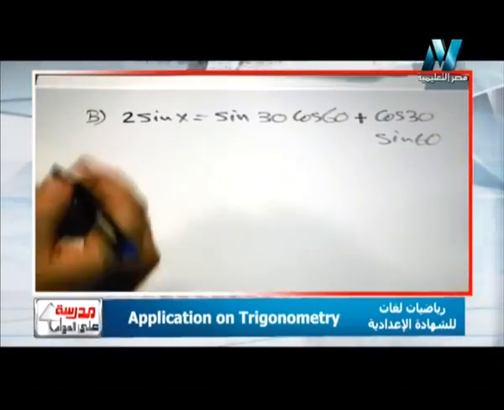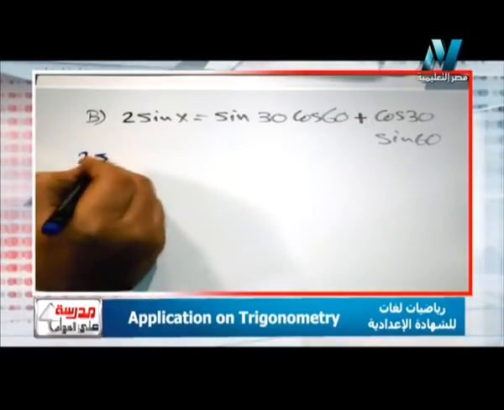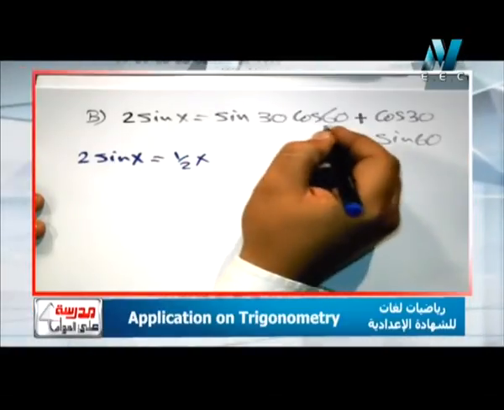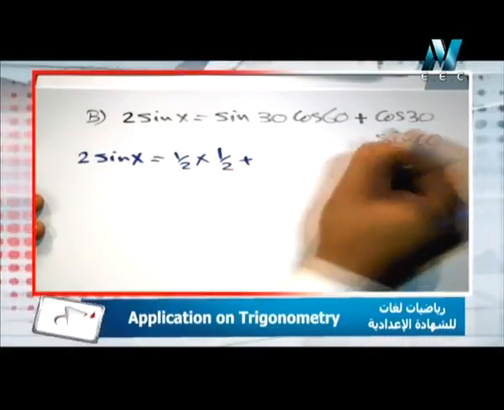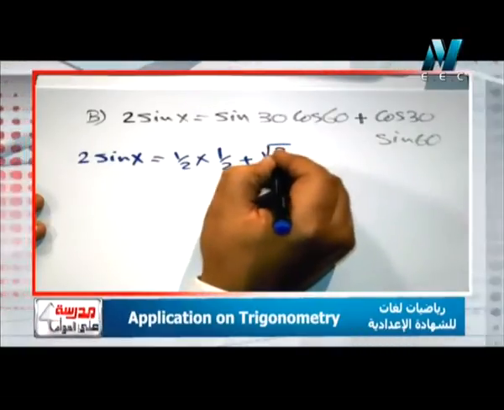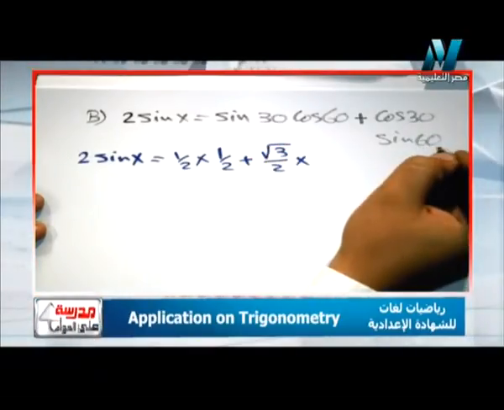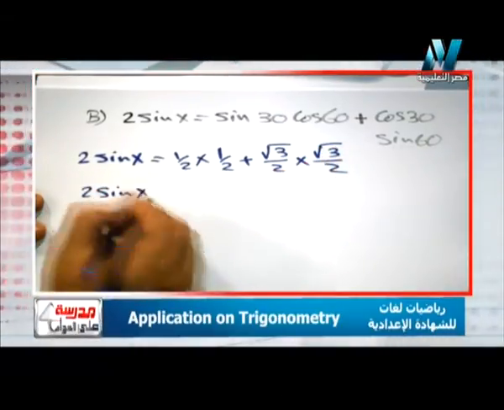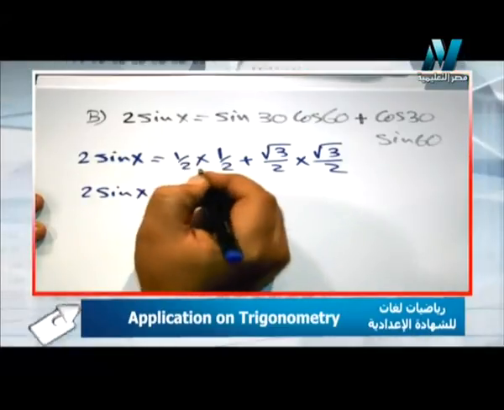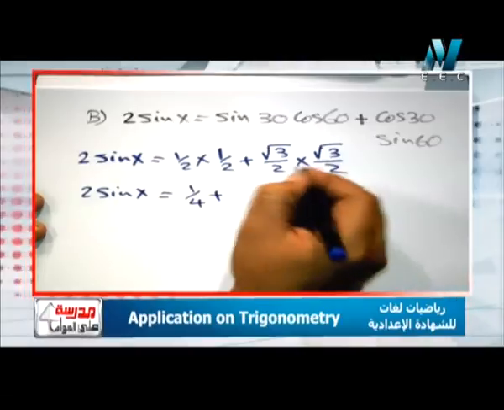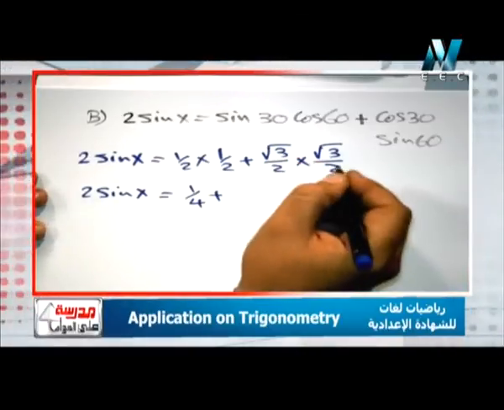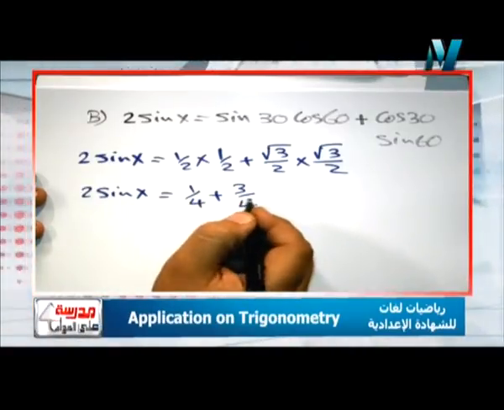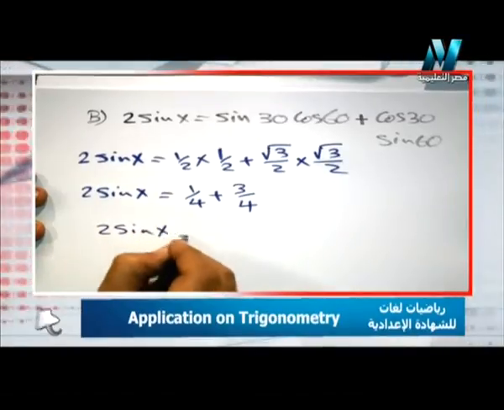So for the right-hand side, we have 2 sine x equals, and for sine 30, the answer is half, multiplied by cosine 60, the answer is another half, plus cosine 30, which is root 3 over 2, multiplied by sine 60, which is another root 3 over 2. So 2 sine x equals half times half. The product of these two halves is 1 over 4, plus the product of root 3 over 2 times root 3 over 2, which is 3 over 4. And the sum of a quarter and 3 quarters, so 2 sine x equals 1.